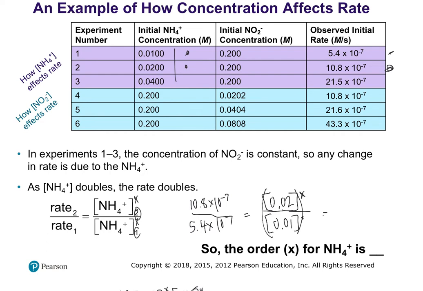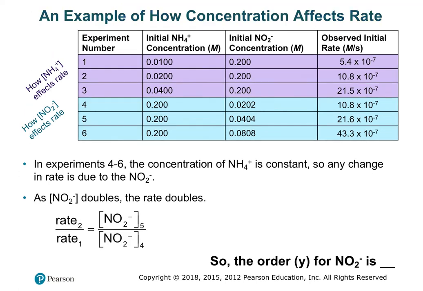So notice the rate is doubled. 10.8 times 10 to the negative 7 divided by 5.4 times 10 to the negative 7 is 2. And that equals 0.02 divided by 0.01, which is 2, raised to the X. So the X value that makes this equation true is 1. So our X is 1. We'll talk about what that looks like later. Now let's see how nitrite affects the rate.